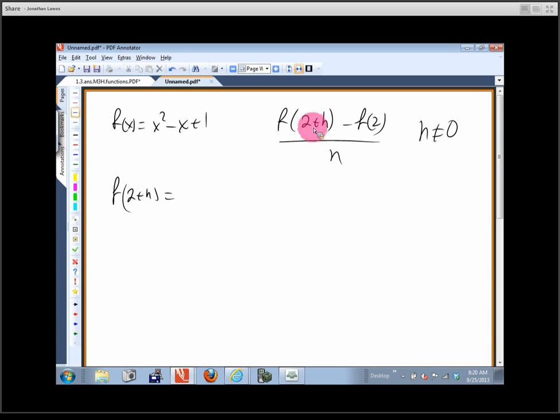The rule f is something squared minus that same something plus 1. And what is that something that we're plugging in? 2 plus h. So let's figure that out. Take a good look at this. Please don't make that common mistake there. Go ahead and write down what we get when we square that.